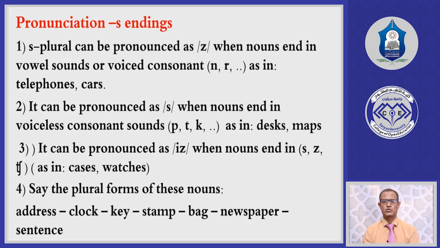Now we have, for example, the first one is address. What do you think here, address? When we add plural es to this noun, it will be addresses. So is it sa, za, or iz? Addresses. Then clock, key, stamp, bag, newspaper, sentence. These are some words, and you have to practice saying them after adding plural s to them, and then find out what the pronunciation of the plural is here. Is it sa, za, or iz?